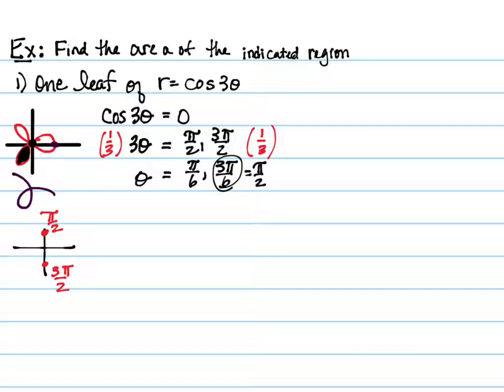So when I'm finding my area now, my area is 1/2, and it's the integral from pi over 6 to pi over 2 of the cosine of 3 theta, and then it's squared. The formula had squared as a part of the radius. It's the radius squared, d theta.